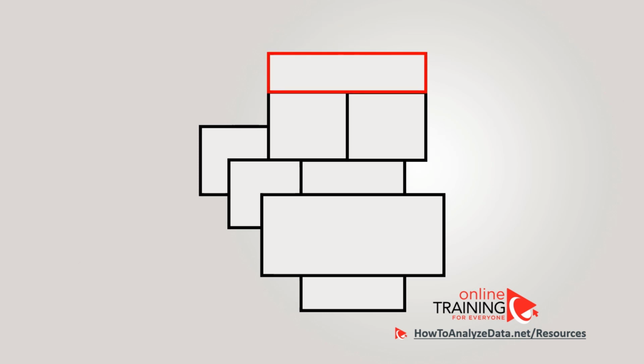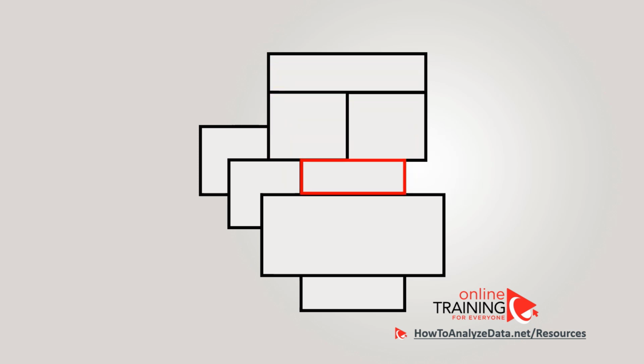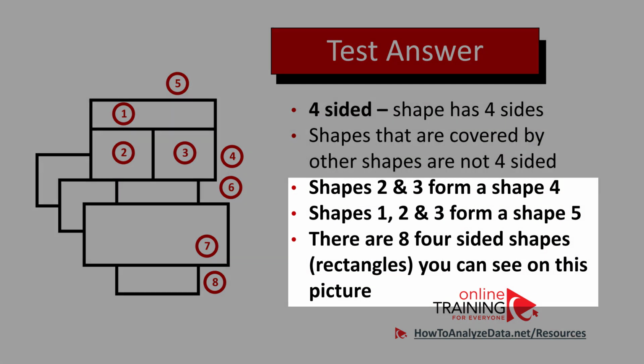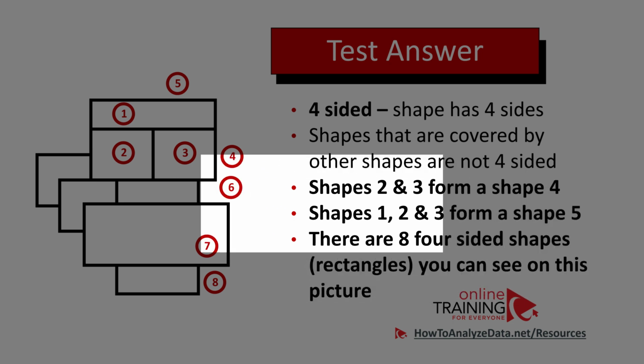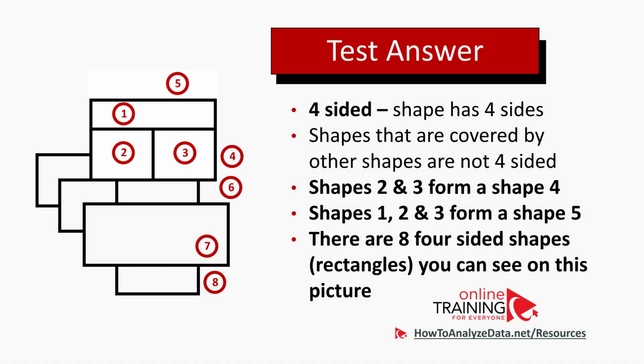1, 2, 3, 4, 5, 6, 7, and 8. Let's look at inside shapes that form another shape. Shape 2 and 3 form shape 4, and shapes 1, 2, and 3 form a shape 5.